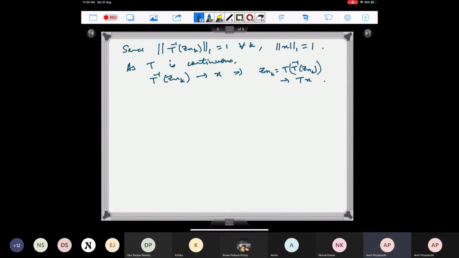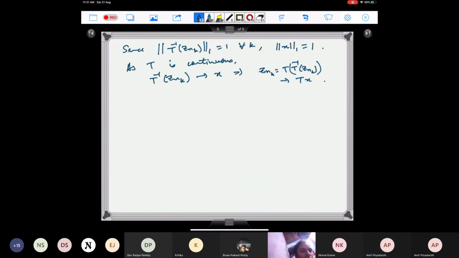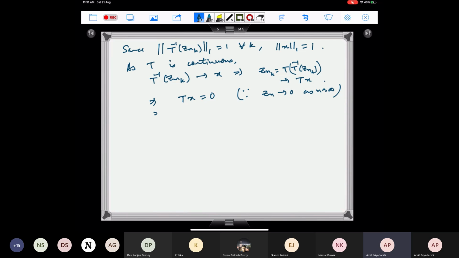So Z_nk converges to T of x. But what we know is that Z_n converges to 0. So this implies T of x is equal to 0, since Z_n converges to 0. So T x is equal to 0, and this will imply x is equal to 0, right? Because T is given to be a bijection, since T is 1-1.